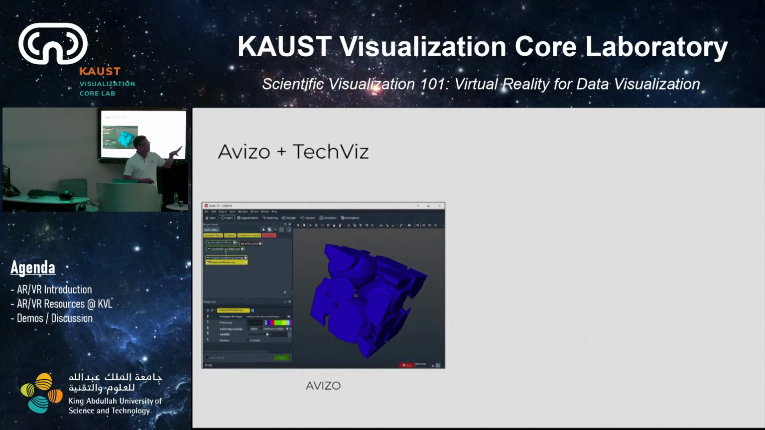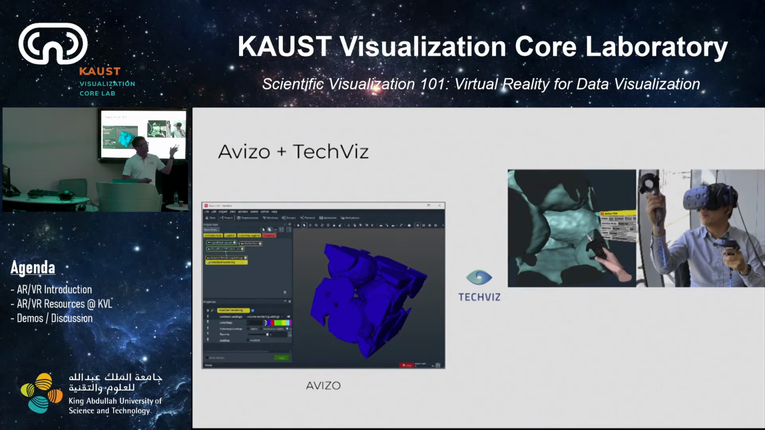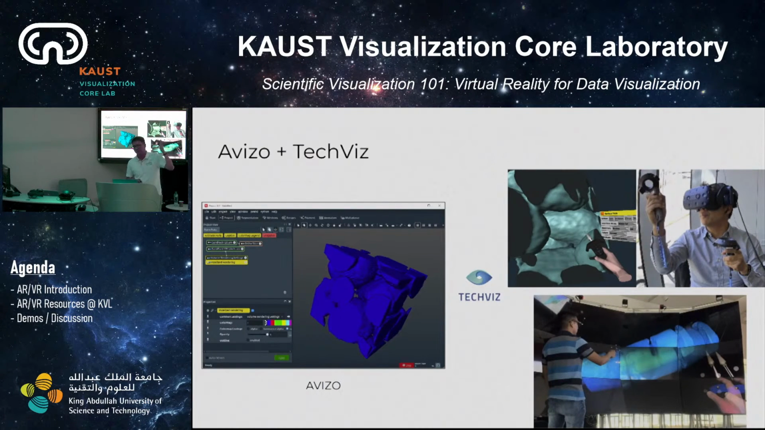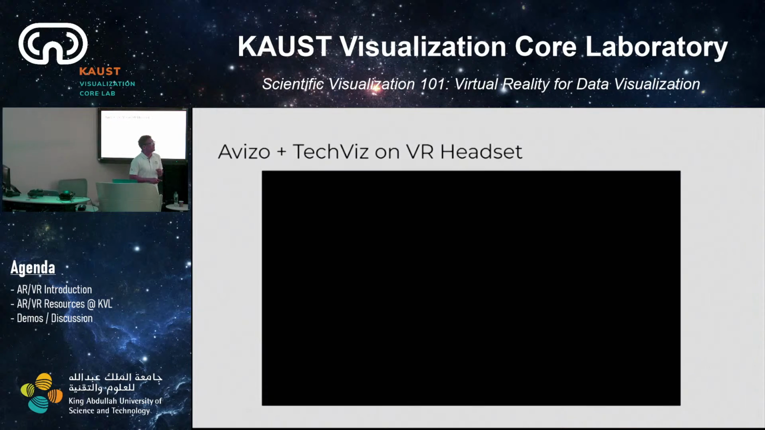Now, the cool thing about this is that by default, it works on your laptop, computer, or workstation. But we have a license for TechVis, which is a plugin that allows you to basically bring your data to VR with just a few clicks. And not just the headsets, but also the big display. So this is great if you have a presentation or you have visitors and you want to show them the cool stuff that you're working on. And here is a video showing how easy.